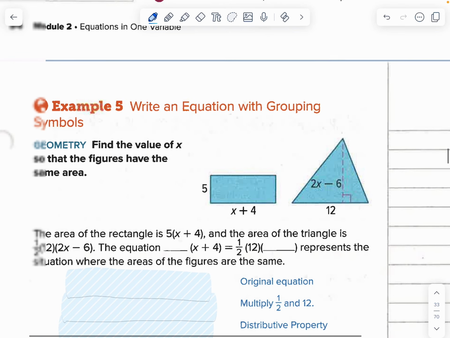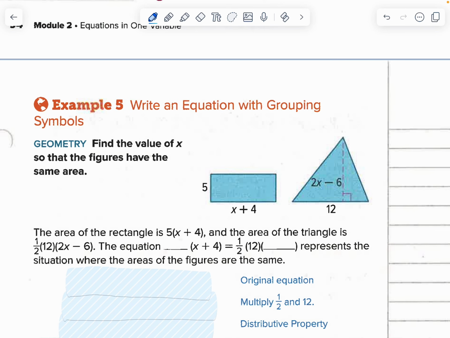Oh, here we go. Fun stuff. Geometry. Find the value of x so that the figures have the same area. So we have the area of the rectangle equals the area of the triangle. Okay?